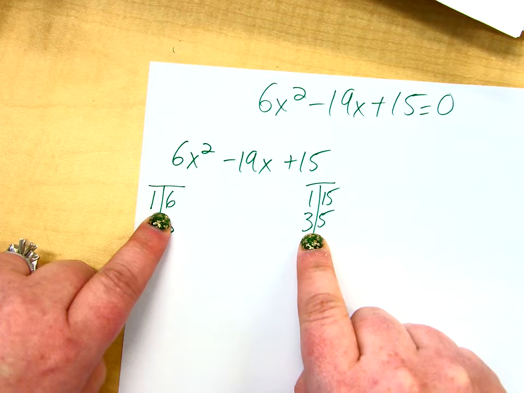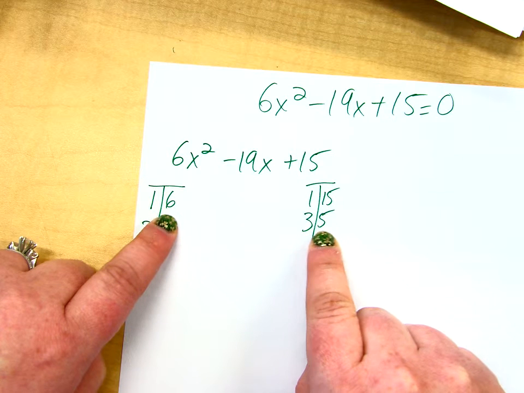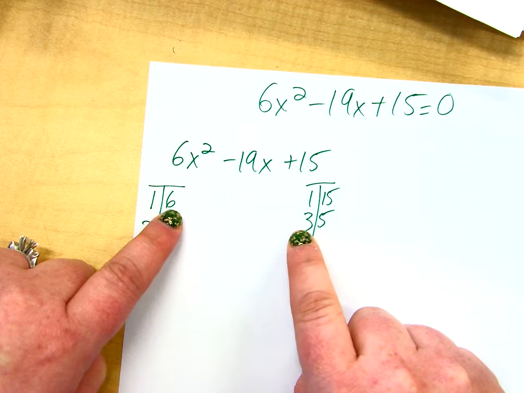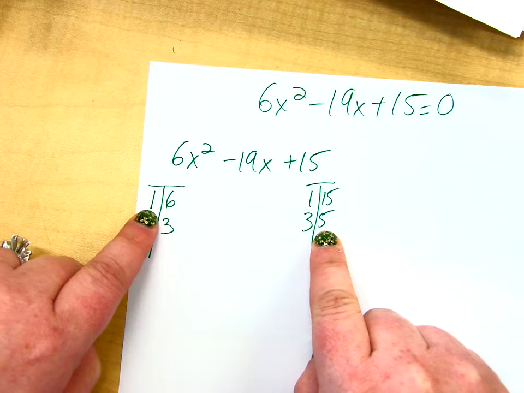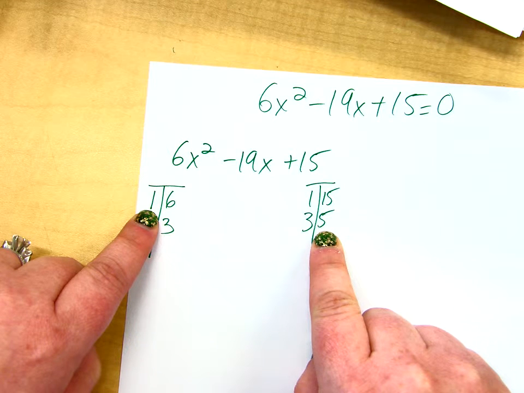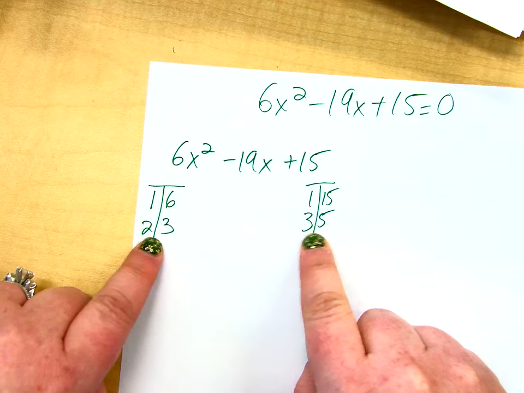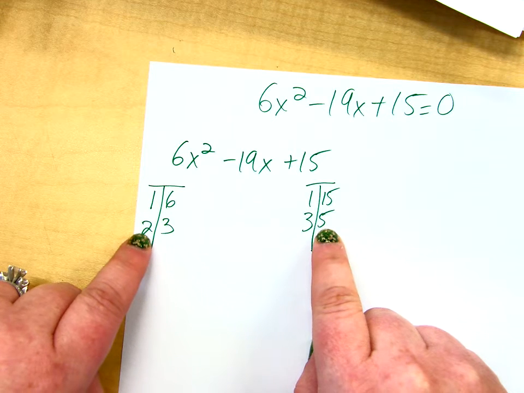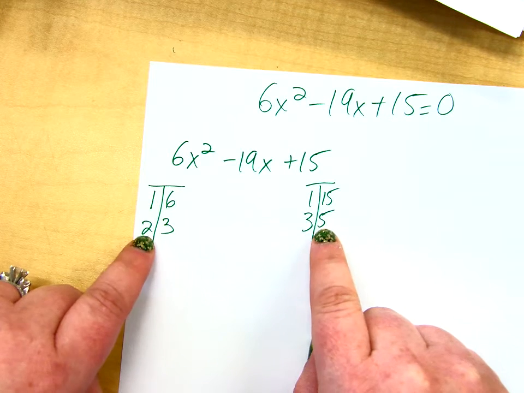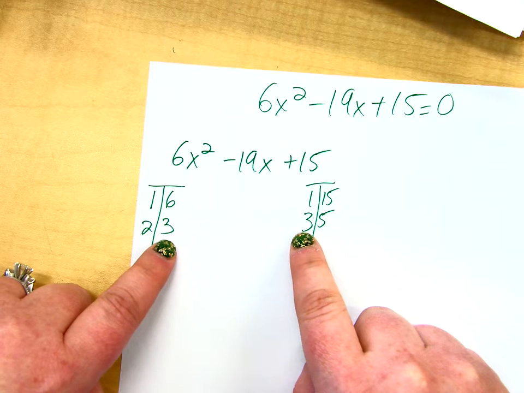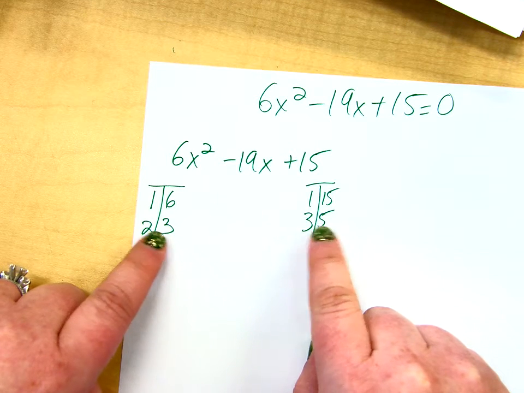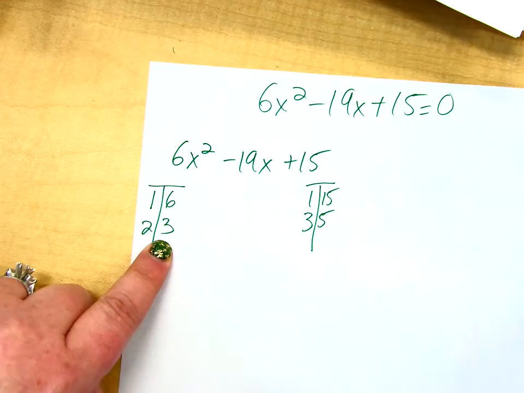Let's try these two. Maybe I do 3 and 30. Nope. Or maybe I try 18 and 5. Getting closer, but that's still not the right pair. Let's try these. Oh, look, I have it. 10 and 9. So if I have negative 10 and negative 9, they'll multiply together to get me a positive number, but add to be negative 19.